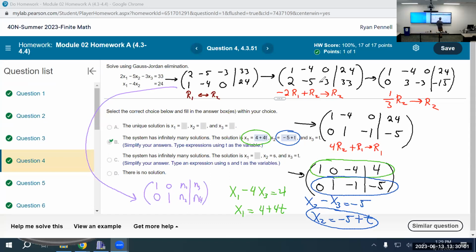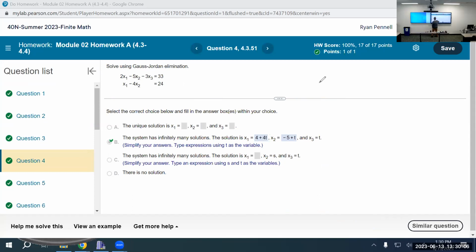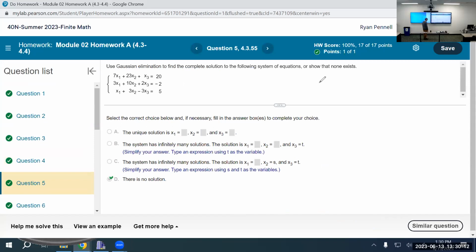Okay, so that's infinitely many solutions, and that's using the Gauss-Jordan elimination. Let's look at number 5. Now, number 5 looks terrible, and it looks a lot like number 3. The good news is I did this one before, and I think it's no solution. And so at least we'll be able to see what no solution looks like.